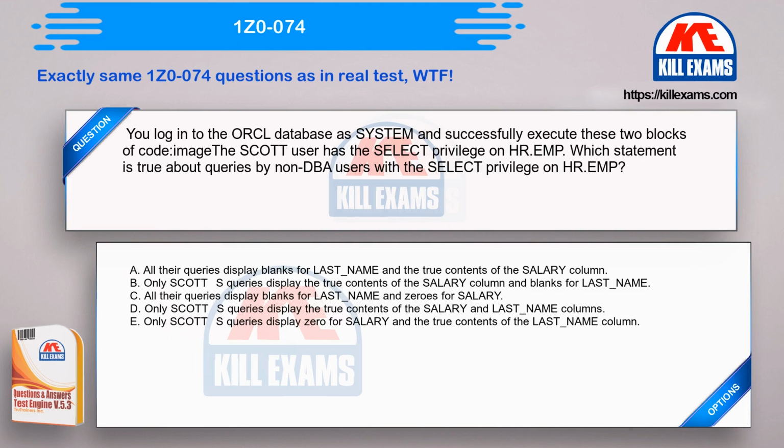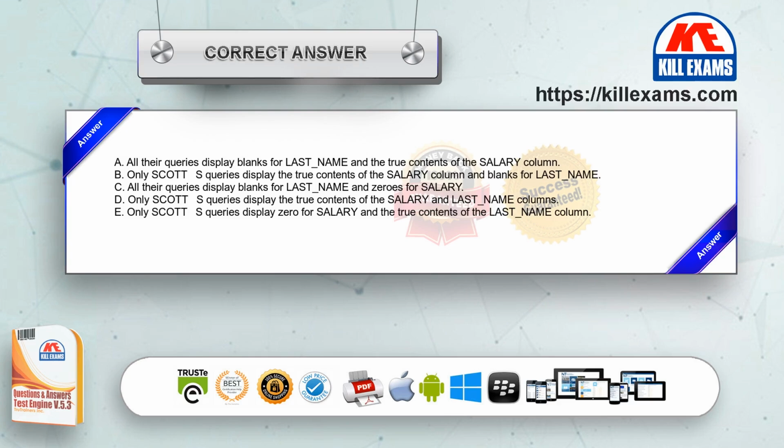Option D. Only Scott's queries display the true contents of the SALARY and LAST_NAME columns. Option E. Only Scott's queries display 0 for SALARY and the true contents of the LAST_NAME column. The correct answer is option A.